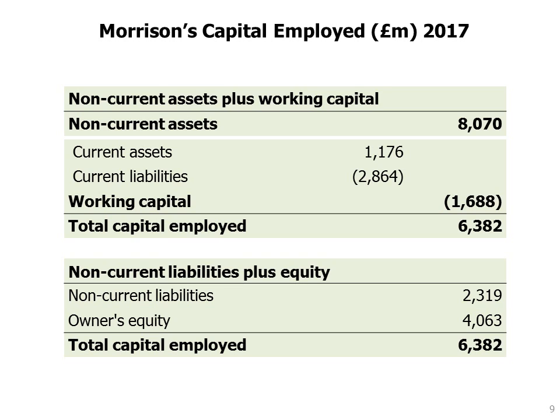And here's an example of Morrison's capital employed. Morrison's non-current assets are £8,070,000,000, and net current liabilities of 1,688. So its total capital employed is £6,382,000,000, and this is financed with non-current liabilities of £2,319,000,000 and owner's equity of £4,063,000,000.